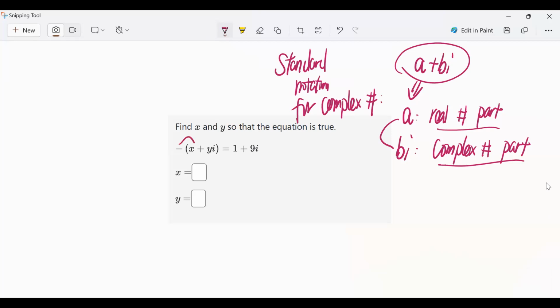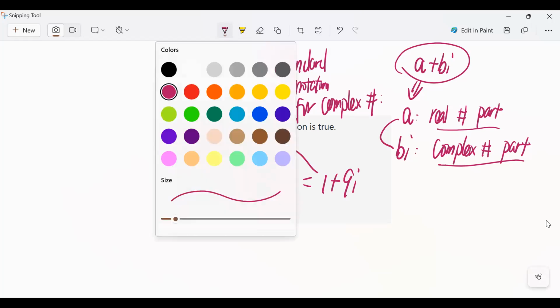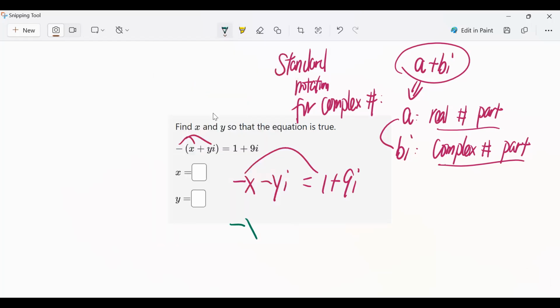Right here we distribute it. So you get minus x minus yi equal to 1 plus 9i. Now, in order for two complex numbers to be equal to each other, we have to make sure the real parts are equal to each other, right? So negative x must be equal to 1. And then we're going to make sure the complex sides are equal to each other. So minus y equal to 9.